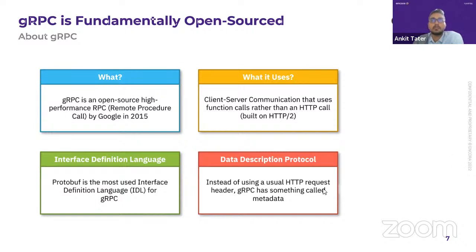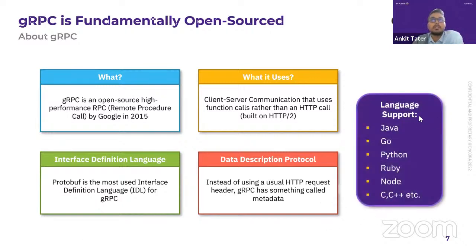And then data description protocol. Similar to when we have RESTful APIs or GraphQL APIs, we send the authentication details or many other details over the header. Similarly, in case of gRPC, you can use metadata where you can send additional data along with your payload. For example, the authentication token you have, and the language you want the server to respond with, right? Those kinds of things you can describe in your metadata. gRPC has support for Java, Go, Python, Ruby, Node, C, C++, C#, and a lot more languages.